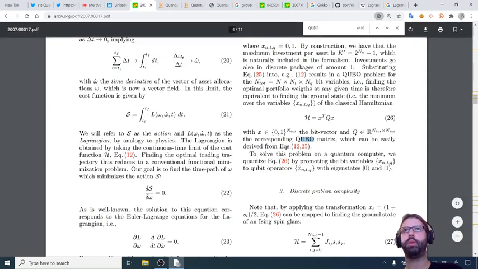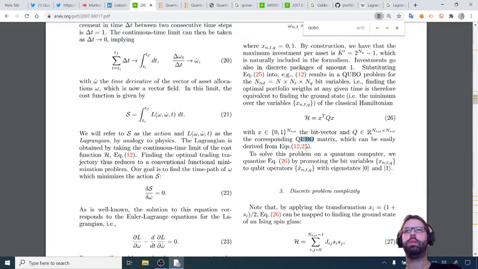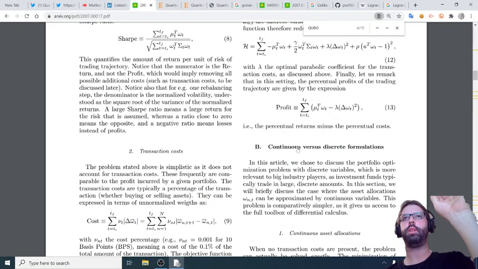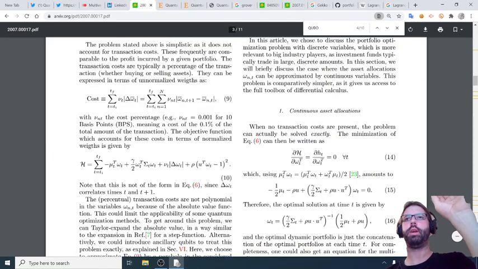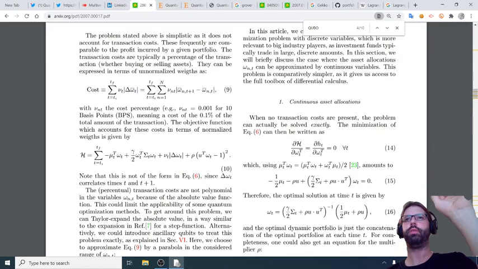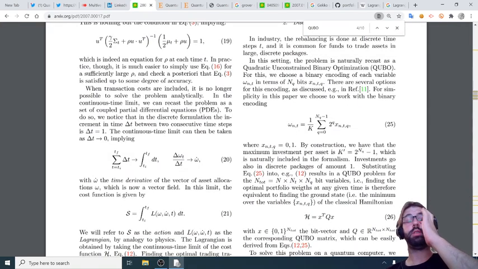Find the optimal portfolio weights, and therefore going to find the ground state over the variables, the v vector, and Q being the QUBO matrix, which can be easily derived from equations 12 and 25. So the keys are in equations 12 and 25. 12 being this part in here, and 25. So this is what I want to really focus on. 25 is this, which is basically, yeah, we'll try to figure this out, okay?